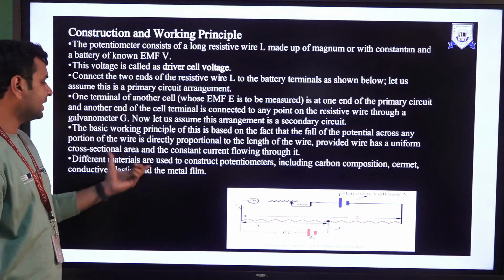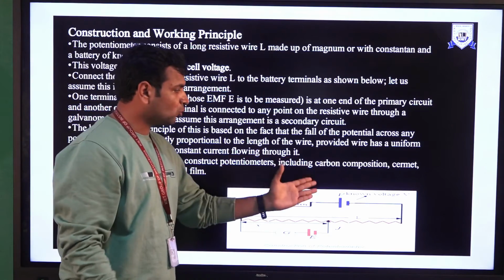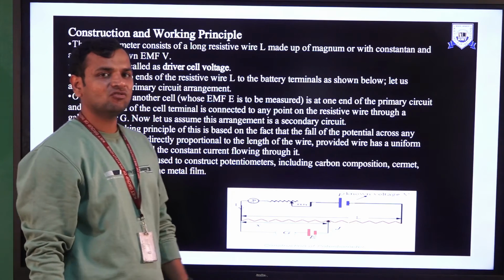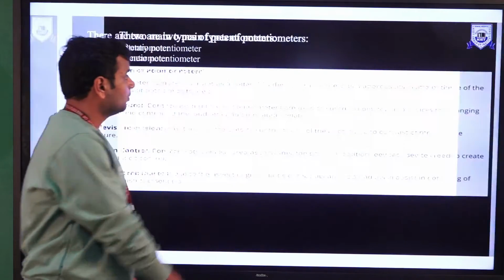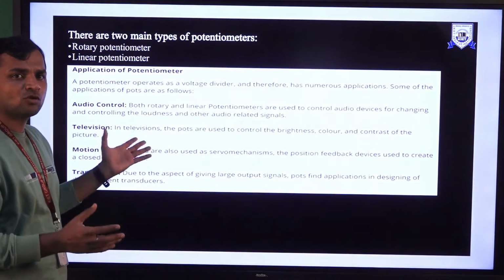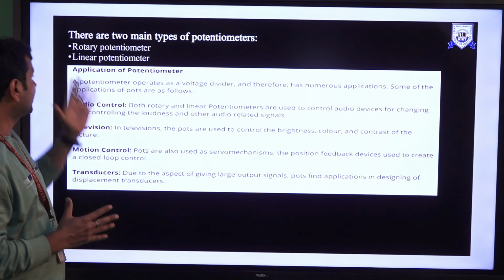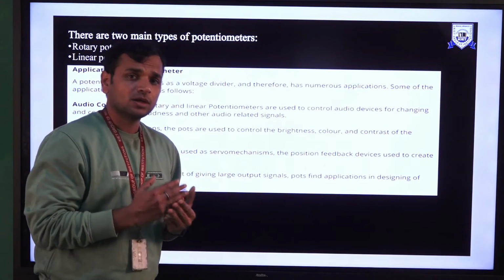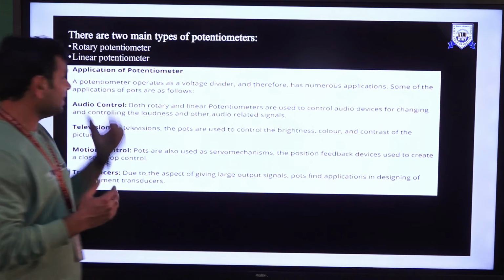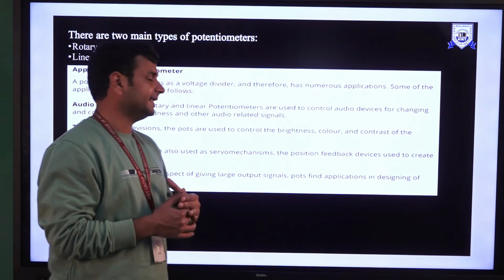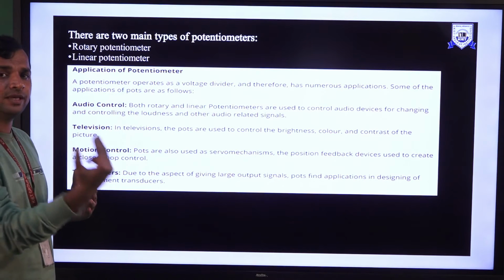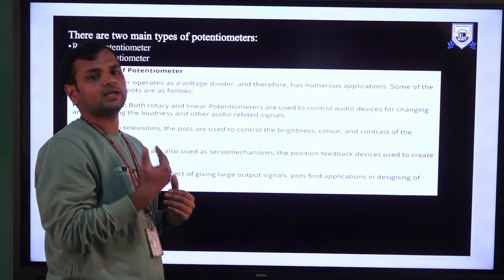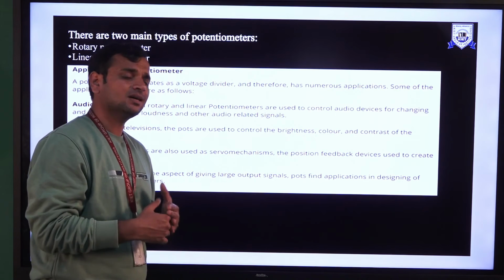Different materials are used to construct a potentiometer, including carbon composition, cermet, conductive plastic, and metal film. There are two types of potentiometer generally: the rotary potentiometer and the linear potentiometer. The rotary potentiometer is generally used to measure angular displacement, and the linear potentiometer is used to measure linear displacement. The arrangement and principle are the same in both cases, but one is used to measure rotary or angular displacement, and the other is used to measure linear displacement.